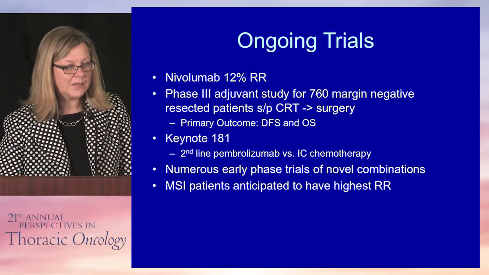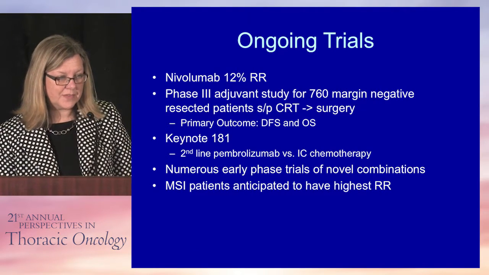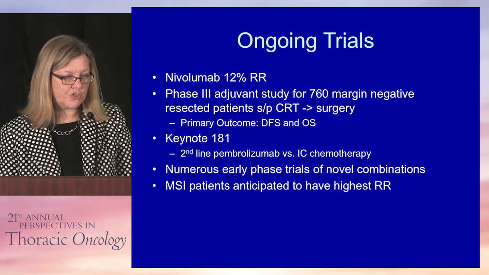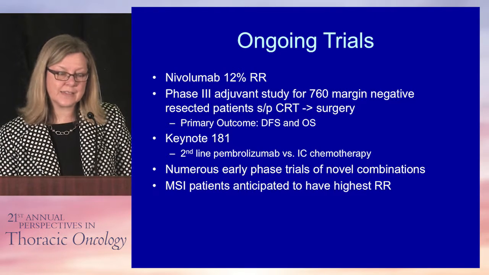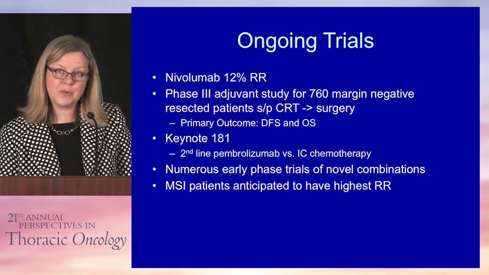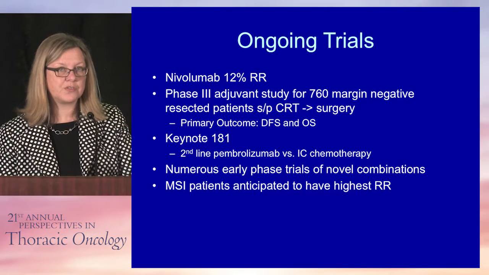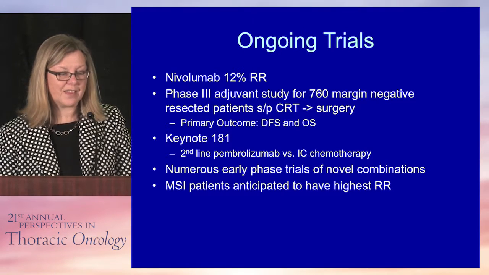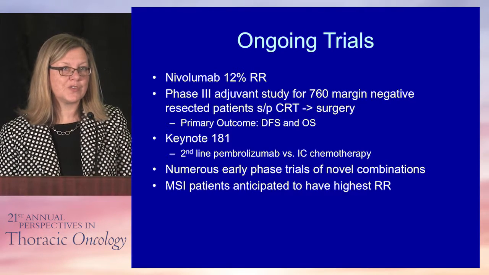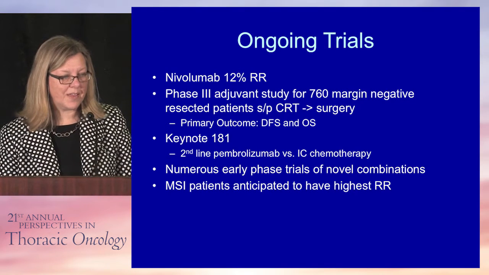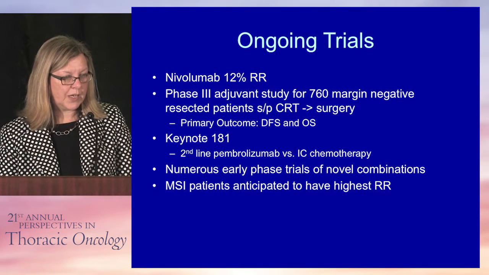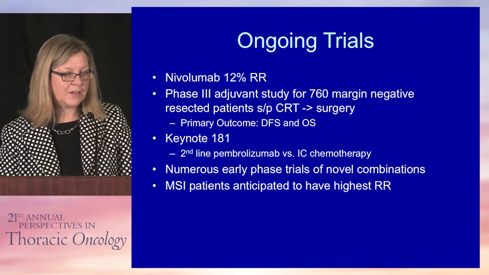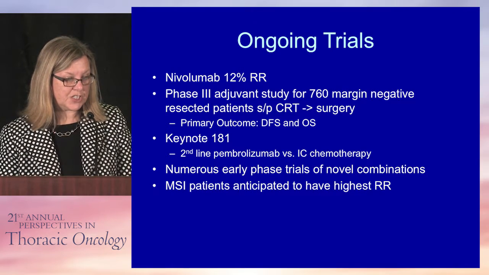But I want to highlight a couple of ongoing trials. Nivolumab is also active in this disease with a response rate of about 12%, and there's a large phase 3 adjuvant trial for patients who have margin-negative resected cancer, who've had chemoradiation followed by surgery. The surgery has resulted in negative margins, and they're being randomized to nivolumab or observation. I think this builds on some of our concerns about how we can amplify the results of the CROSS trial. Keynote 181 is a second-line trial of pembrolizumab versus investigator's choice chemotherapy. There are numerous early-phase trials of novel combinations.